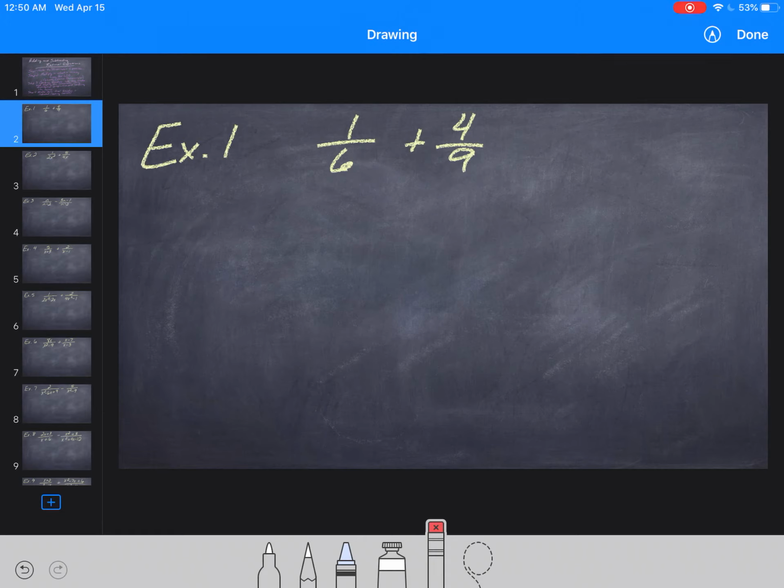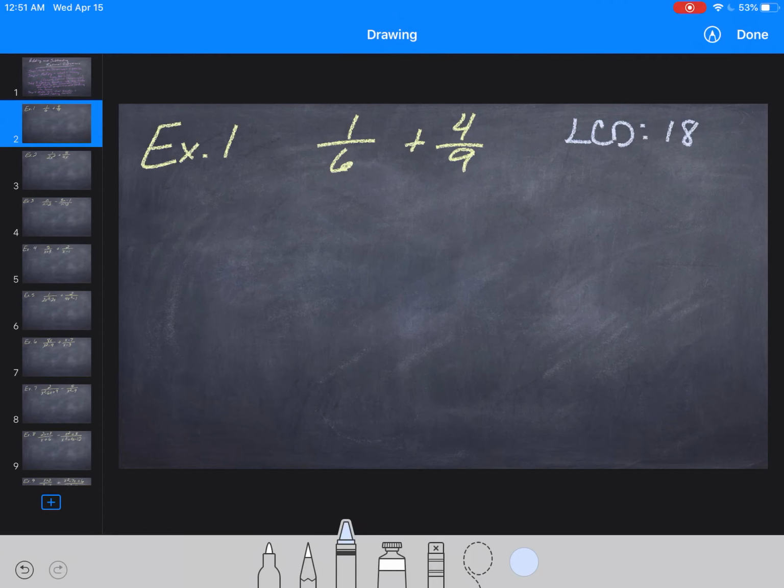So, if I have 1/6 plus 4/9, I know that if I'm going to add two fractions, I have to have a common denominator. This is also known as the least common denominator. If I know my denominators are 6 and 9, I know my least common denominator would be an 18. So I know that I have to get both fractions to have a denominator of 18.